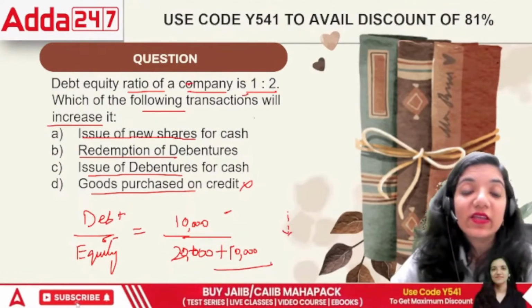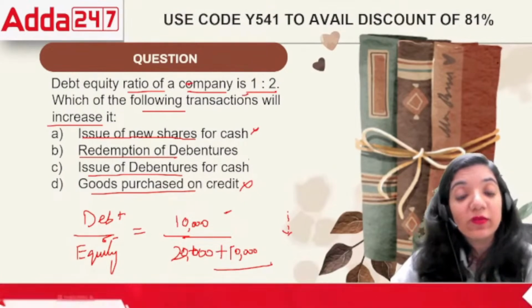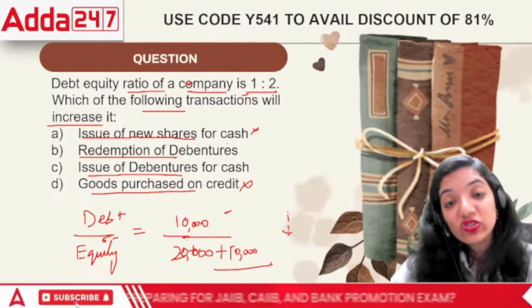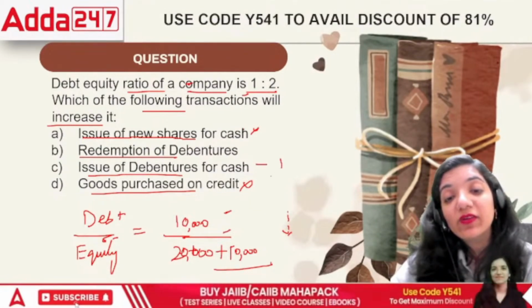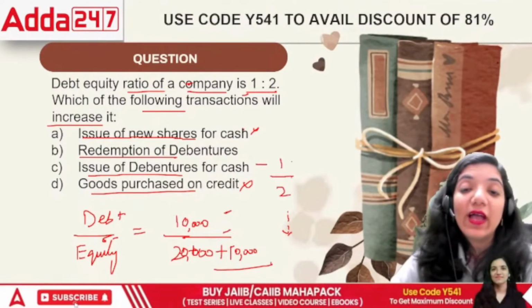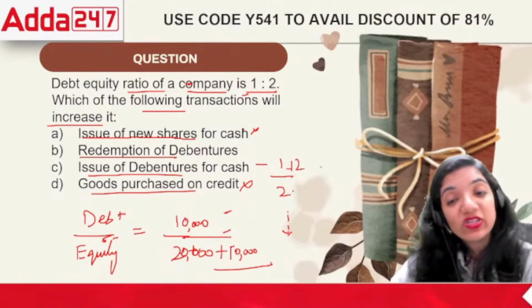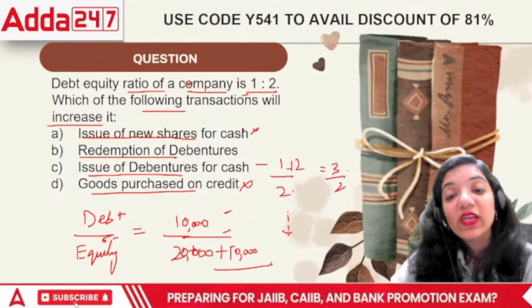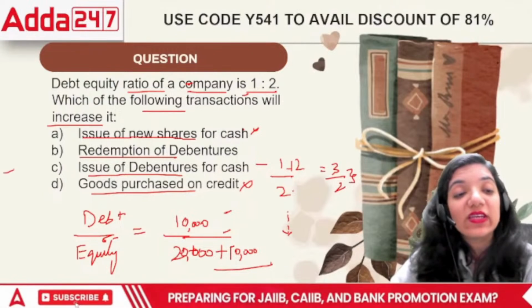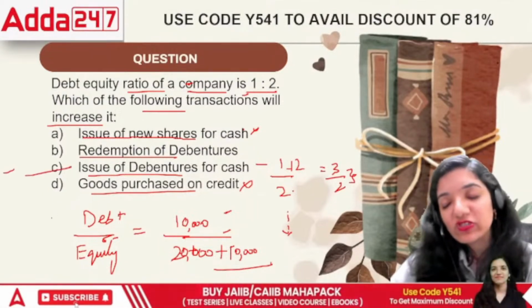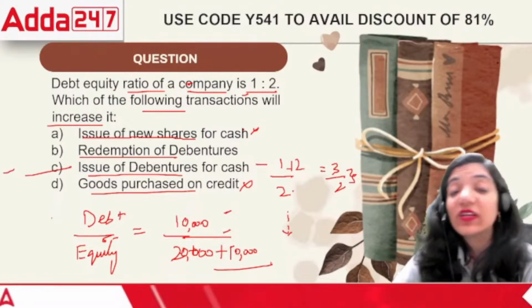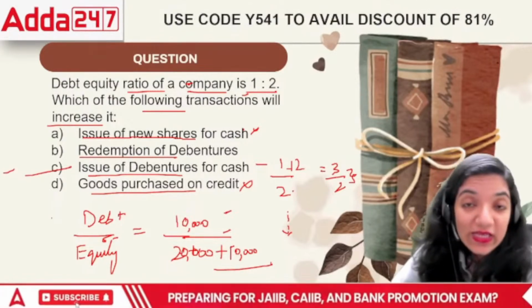Now the point is, can we work upon the issue of debentures? If I issue more debentures, that means if my earlier numerator and denominator were 1 by 2, I add 2 here. Nothing's changing here, it would turn into 3 by 2. In this case, this point is increasing. That is why it is issue of debentures for cash. The loan is increasing, so the debt equity ratio will also be increasing.